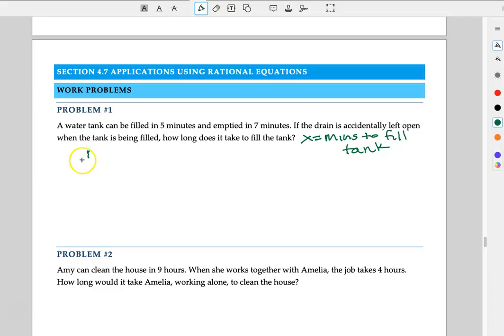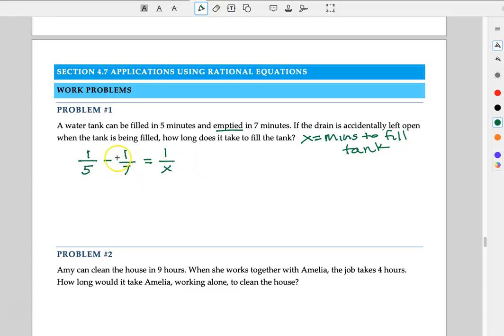One job, and the water tank can be filled in 5 minutes. So we're going to say it can do one job in 5 minutes, right? But it can be emptied in 7 minutes. So since we're going to be emptying it, we're going to use subtraction. And so then we can do one job in 7 minutes. And then the last thing here is what that is together. And so one job together. So that X is how many minutes it's going to take to fill the tank when these things are happening.